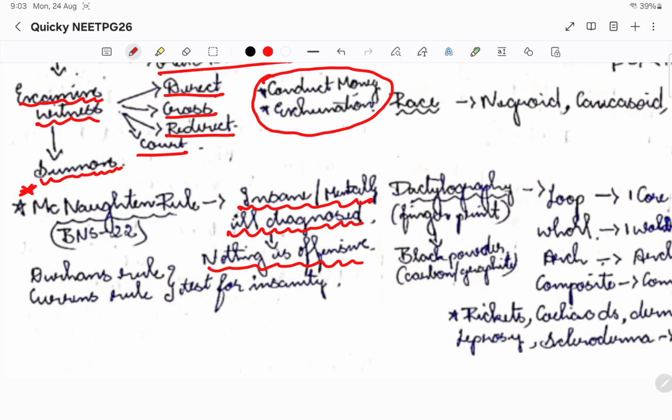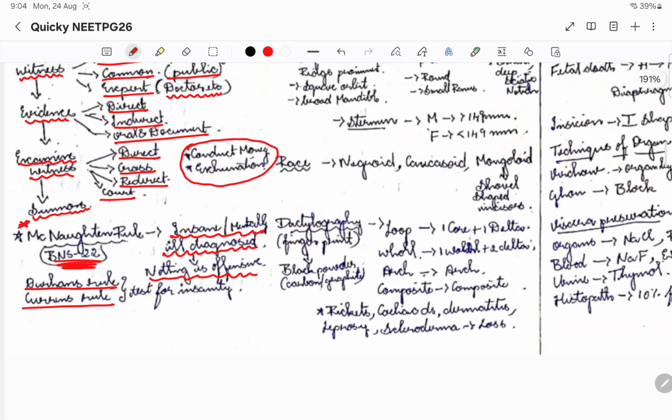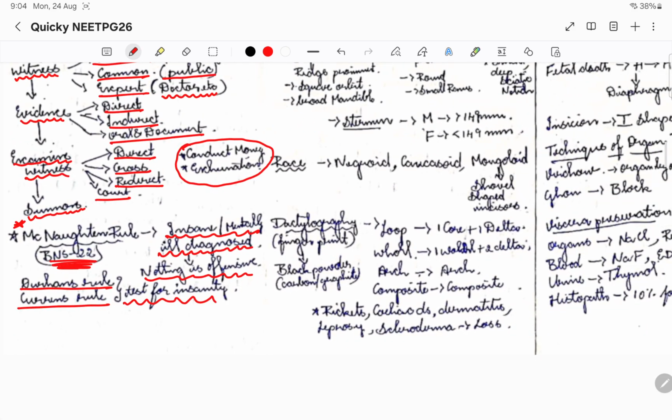Okay, so this is BNS 22. Please remember this BNS. Okay, so how will we test for the insanity? Finally the court says that he has to be examined whether the patient is insane or not. So we follow Durham's rule and Curran's rule. Please remember these two names. This is how the doctor tests for insanity.